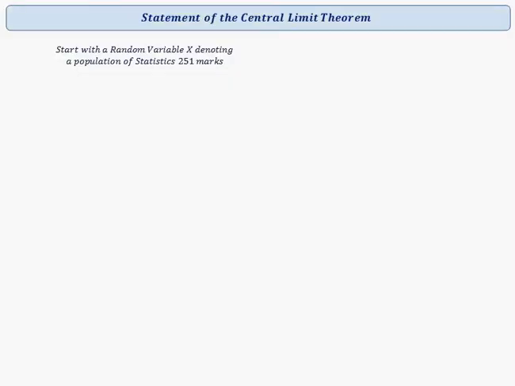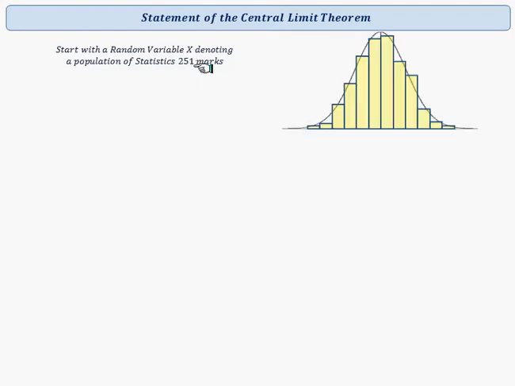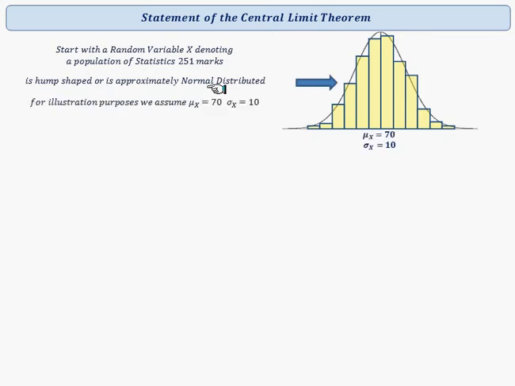And we want to look at the statement of the Central Limit Theorem, starting with a random variable x, which may denote the stats 251 marks in a very large population at a university perhaps. It's normally distributed with a mean of 70 and standard deviation 10. The probability that a single x value will fall within one standard deviation, or plus or minus 10, of the mean of 70 is 68%. Those values are 60, 70, 80.